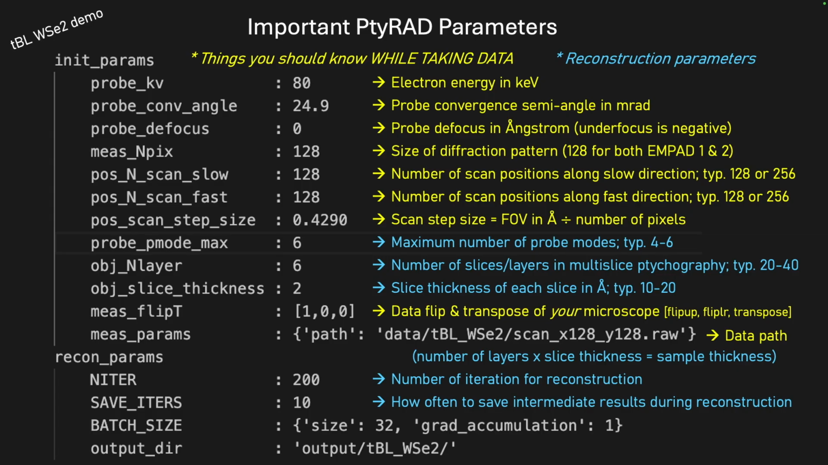Save iters sets the frequency of saving results. For example, setting it to 10 will save the results after 10, 20, 30, etc. iterations. The batch size I will also not get too much into, but setting it to size 32 with gradient accumulation 1 will be fine. Output dir is the path to the output directory where your result will be saved. PtyRAD will make a folder specific to your current reconstruction inside this directory.